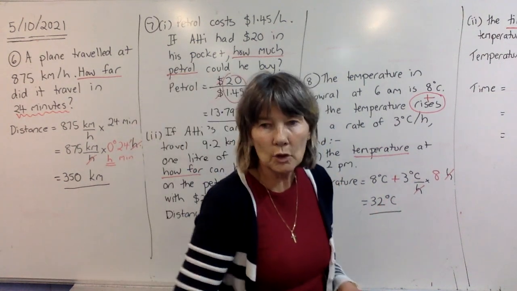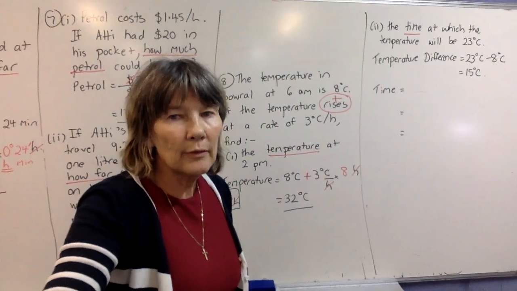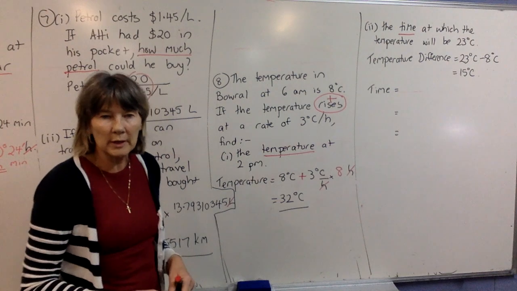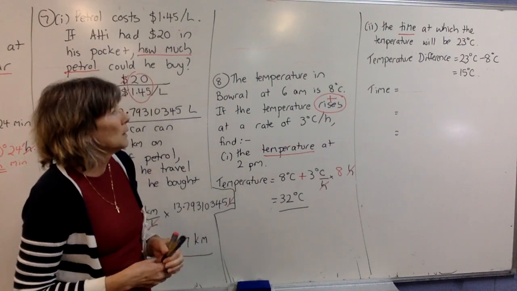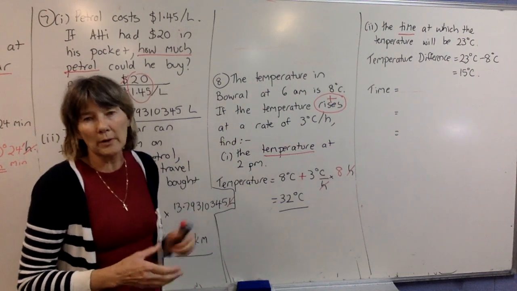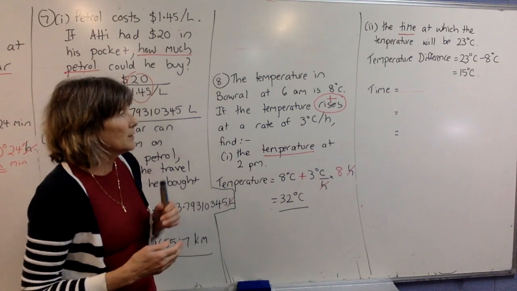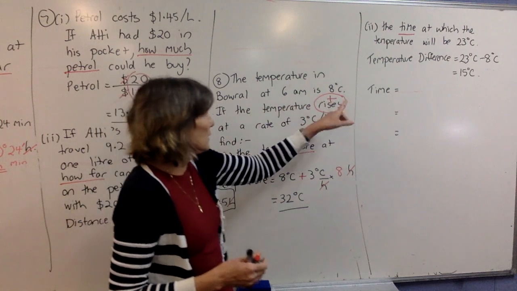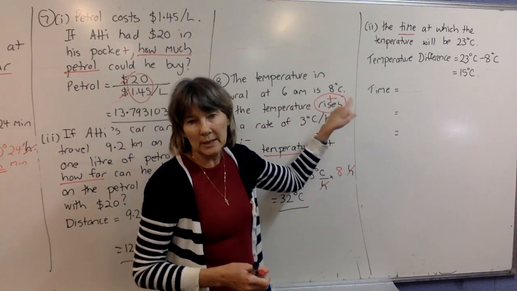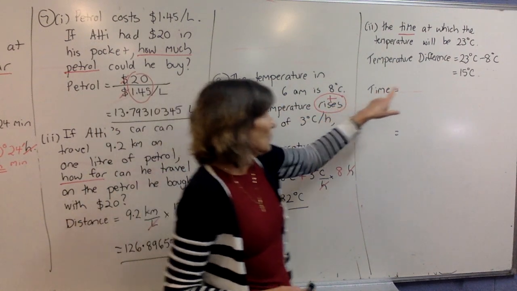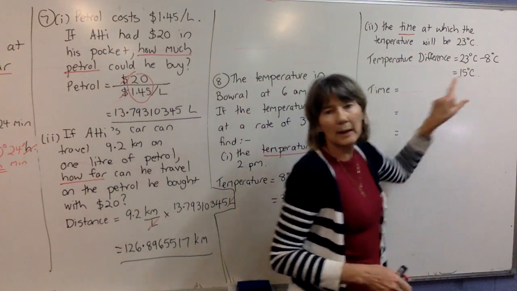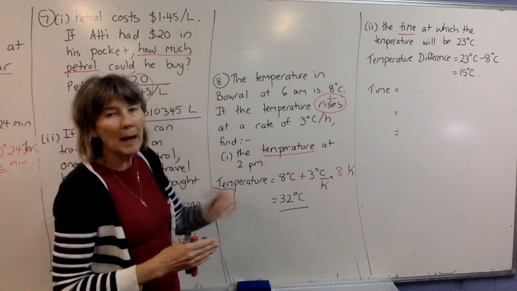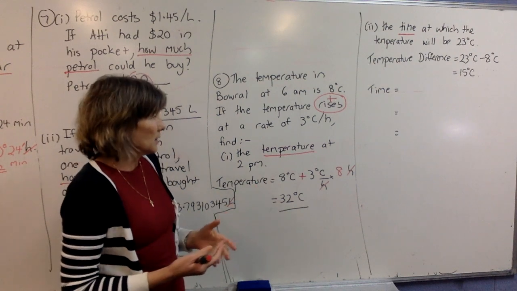So looking at part 2 now, we have the time at which the temperature will be 23 degrees Celsius. Now this is trickier. So the first thing you need to do is what I've done there already. You need to find the temperature difference that we've got between 23 degrees Celsius and the 8 degrees Celsius we started at. So if we do 23 take away 8, we end up with 15 degrees Celsius. So the temperature has gone up 15 degrees Celsius.